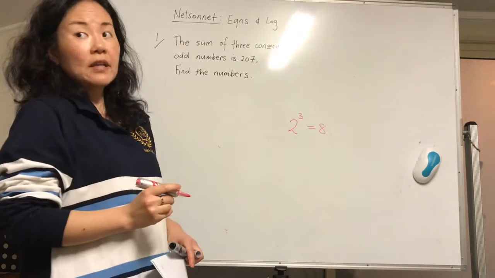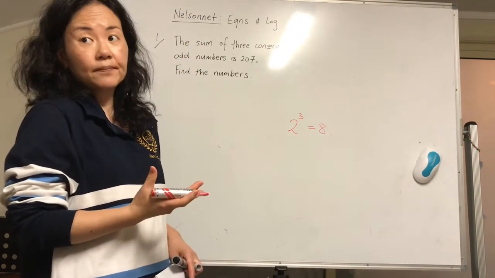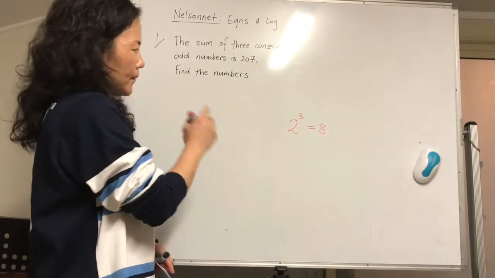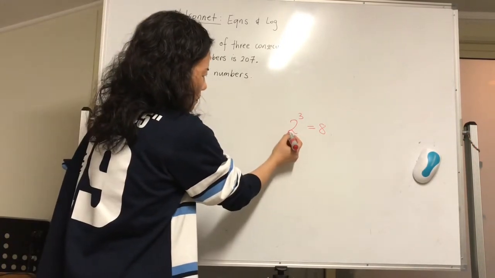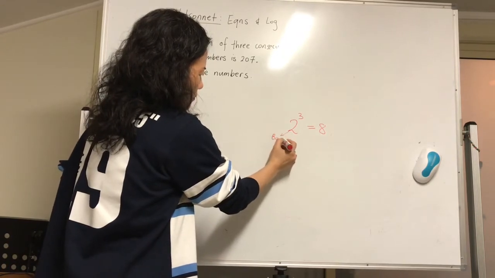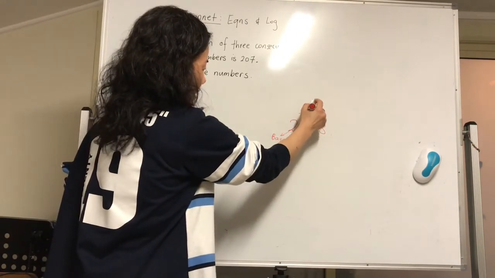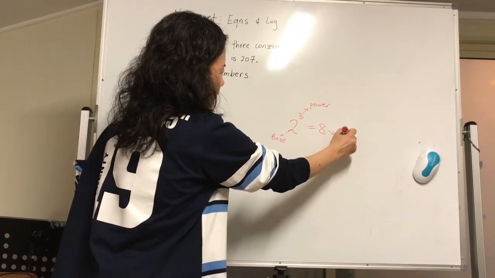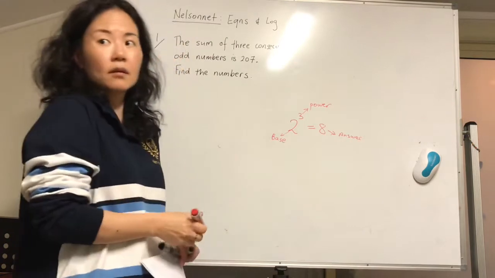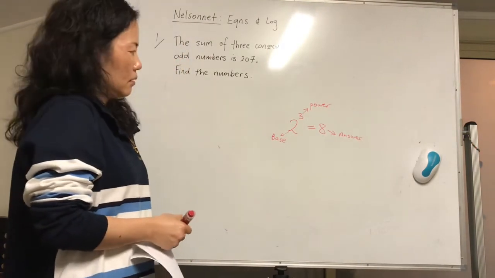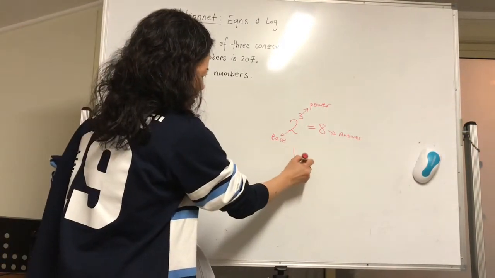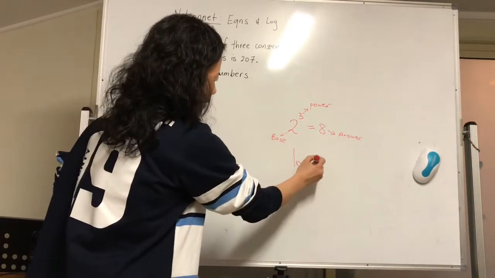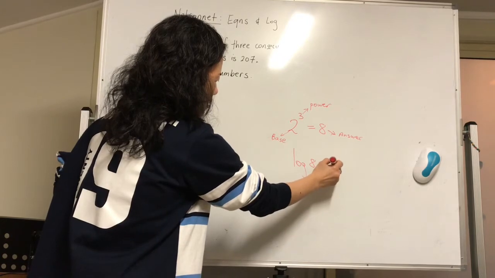So if I had 2 to the power of 3 equals 8, is that correct? Yep. So if I want to change this one to log, this is your base, that's your power or index, and this is the solution or answer. So would it be log base 2 of 8 equals 3? Yep.